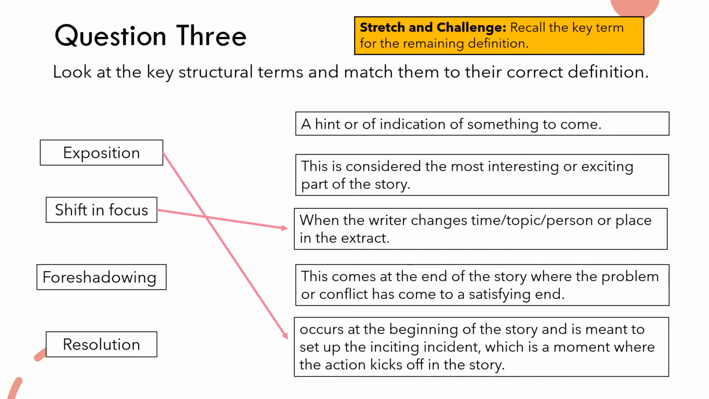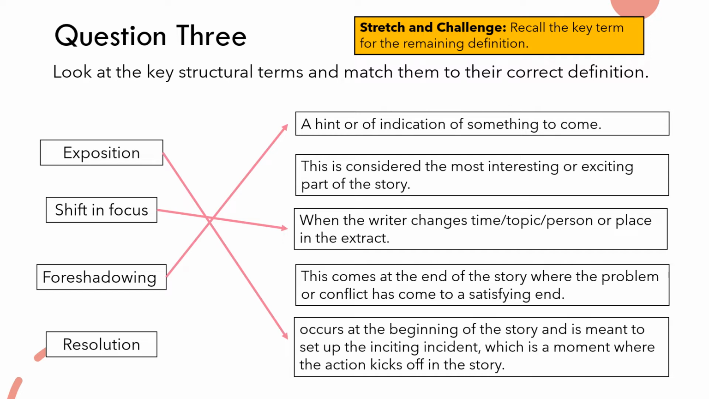The next one, foreshadowing, you won't always find this, but it's still a really good one to know. So this one is a hint or an indication of something to come. So essentially it's where one of the paragraphs is giving us a slight hint that something bad is going to happen or something good is going to happen, and it leads into the rest of the extract and helps build a little bit of tension and suspense for the reader.